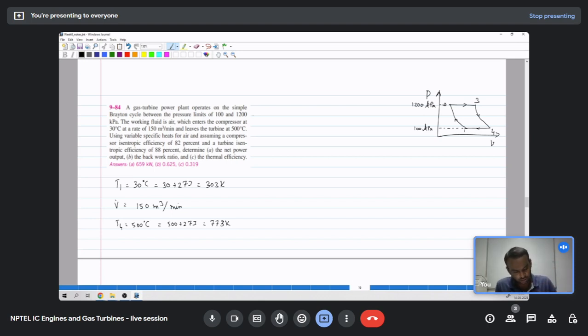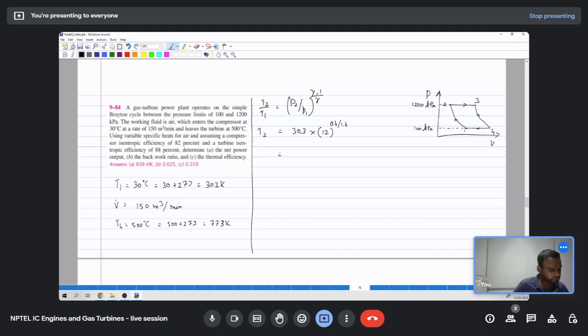Temperature 1 is known and also the pressure ratio is known. Then using the expression T2 by T1 is equal to P2 by P1 power gamma minus 1 by gamma, we have T2 is T1, which is 303, into P2 by P1, which is 12, on the power we have 0.4 by 1.4. This is 616.3 Kelvin.